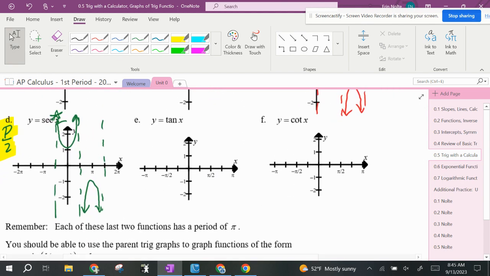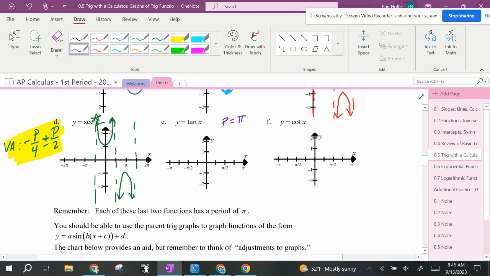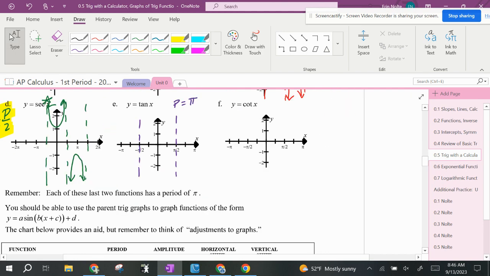Okay, so if you look at this really closely, they changed the scale. Everything else ended at 2 pi, but on tangent they ended at pi. So the period for tangent is going to be just pi. So that first asymptote is going to be at pi over 2 and negative pi over 2.